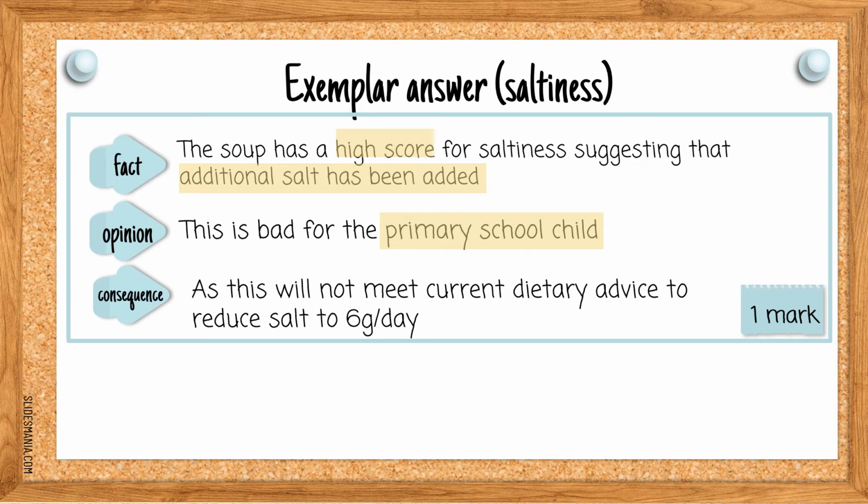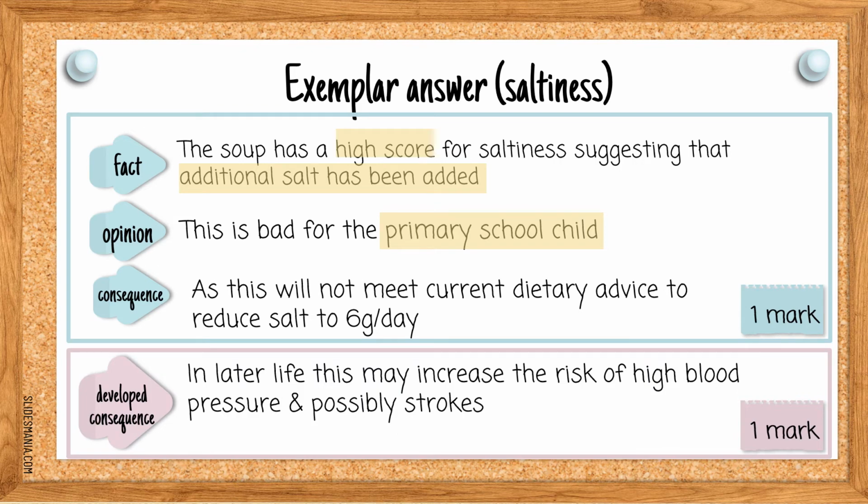So by giving our fact, our opinion, our consequence, we've got 1 mark. And then we've gone on to develop this consequence and give a second, more detailed consequence for our second mark for saltiness by stating in later life this may increase the risk of high blood pressure and possibly stroke. Now remember, we are evaluating the suitability of the soup for a primary school child. It's highly unlikely that a primary school child is going to suffer from high blood pressure or have a stroke, so we do want to say that it's going to be in later life that this may happen.